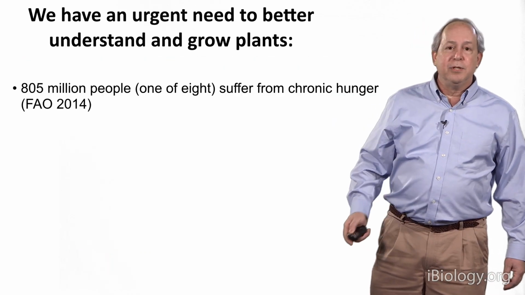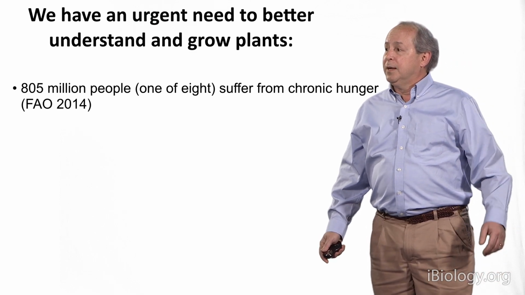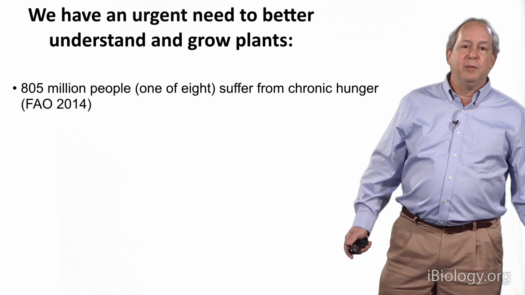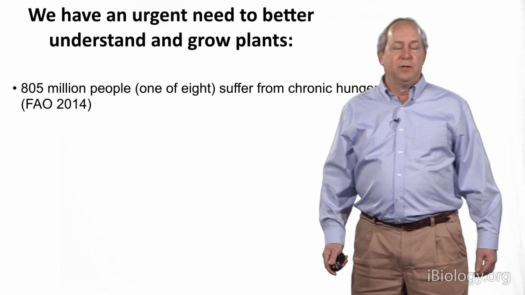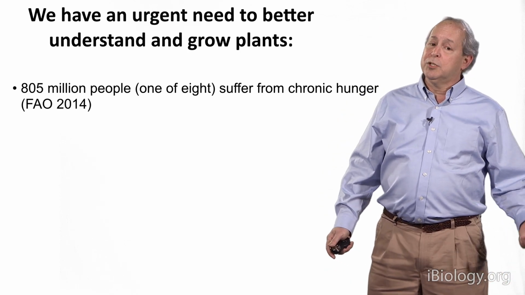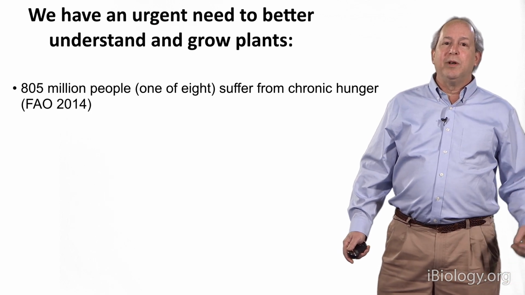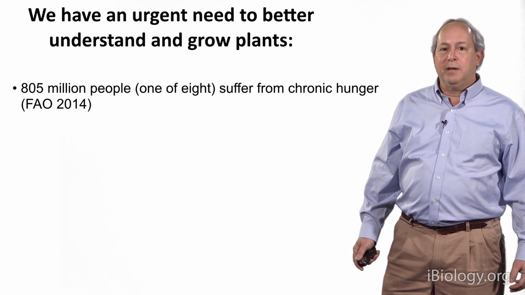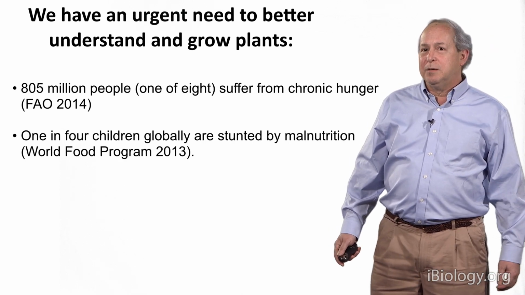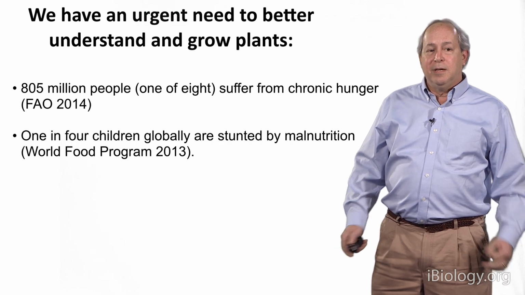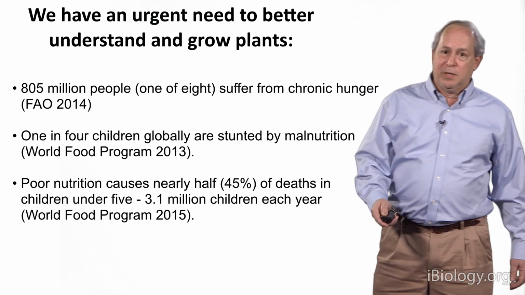Let's look at the numbers. According to the Food and Agriculture Organization of the United Nations, 805 million people suffer from chronic hunger, and this is their report of 2014. That's at an encouraging low level compared to some years in the past, but it's still almost 1 in 8 people on Earth who don't have enough to eat. 1 in 4 children in the world are stunted by malnutrition. In the United States, we're not really familiar with the extent of hunger in the world, but it's serious.